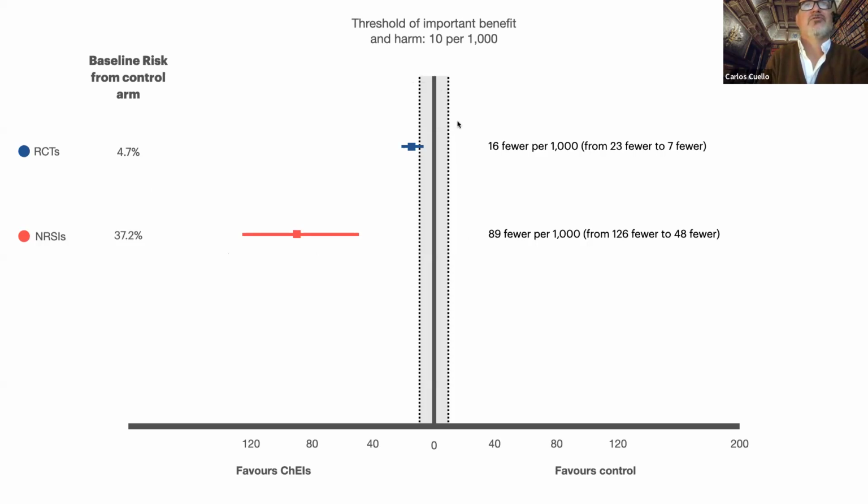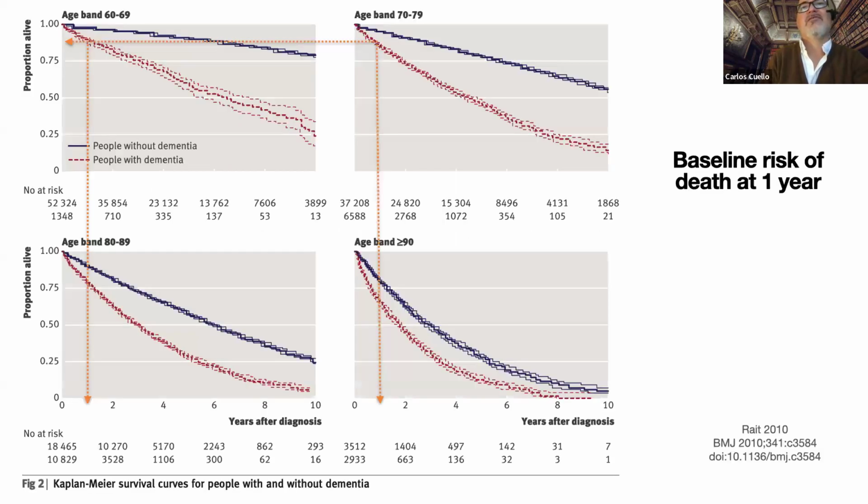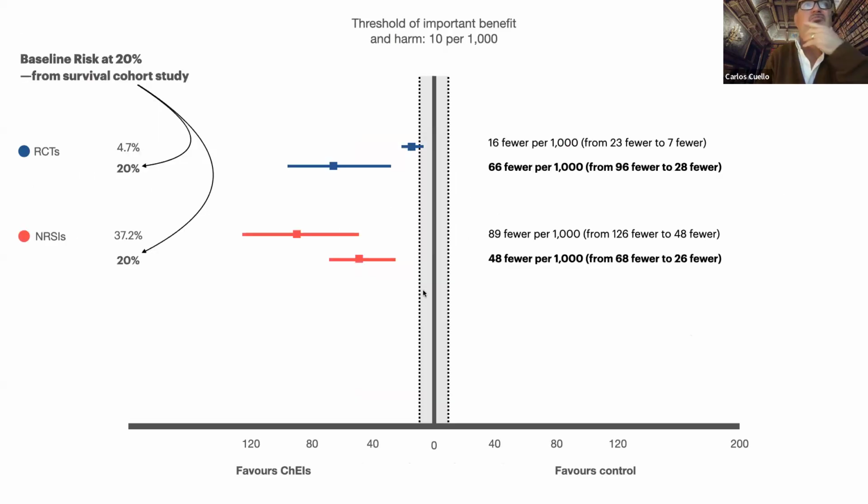And if you use this threshold, it will be a different decision one versus the other. So you have to think about that. You have to provide more evidence. For instance, this baseline risk at 1 year is in agreement with the observational data, and this is from observational data, which is what we do.